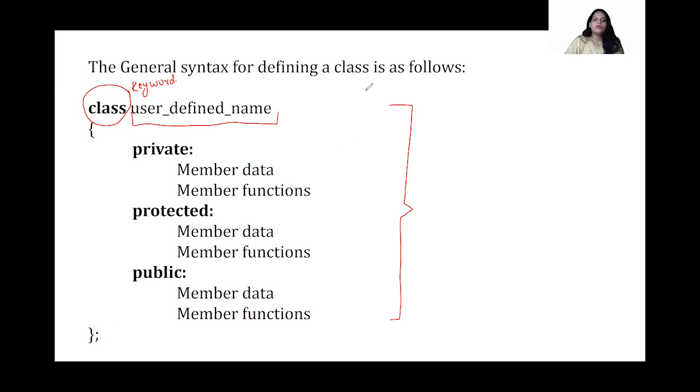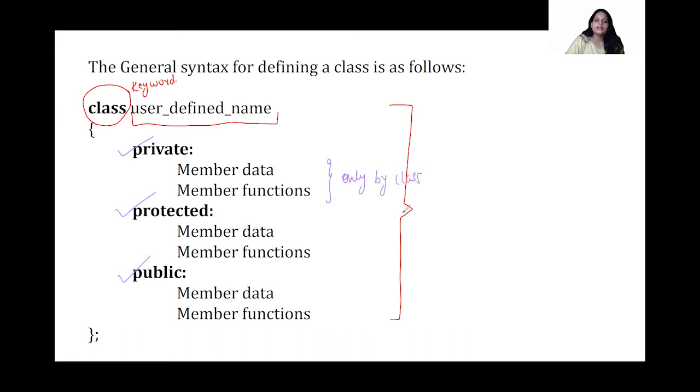Now, what are we going to have within the curly braces? First, these are the 3 access specifiers which we can use in our class. I can have private, I can have protected, and I can have public, right? Now, what is private? Whatever data or function we declare under private can be accessed only by the class, okay?